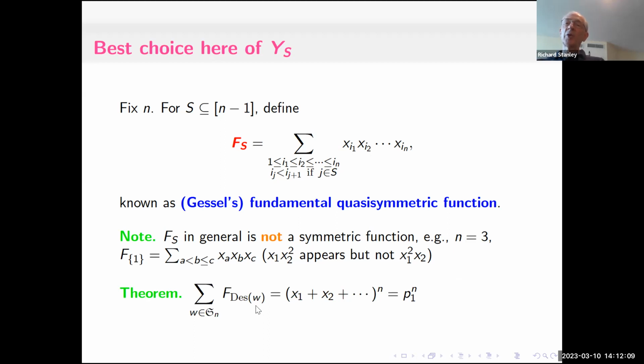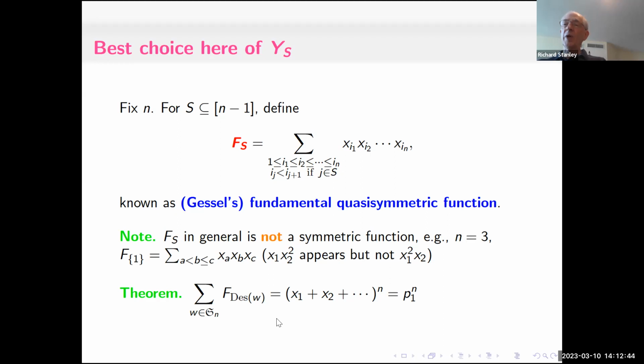So this generating function we want, that records how many permutations have a given descent set, is the sum over w in S_n of F indexed by the descent set of w. It's a basic theorem that this is just the sum of the x_i to the n, the first power sum to the n. This illustrates why these F_S are a good indexing set.